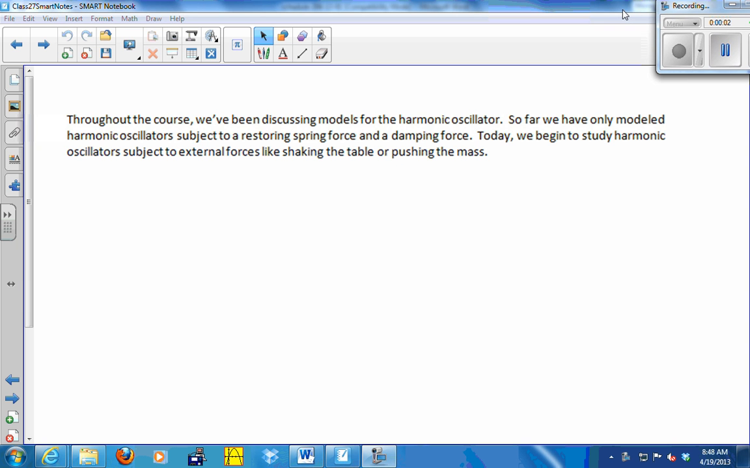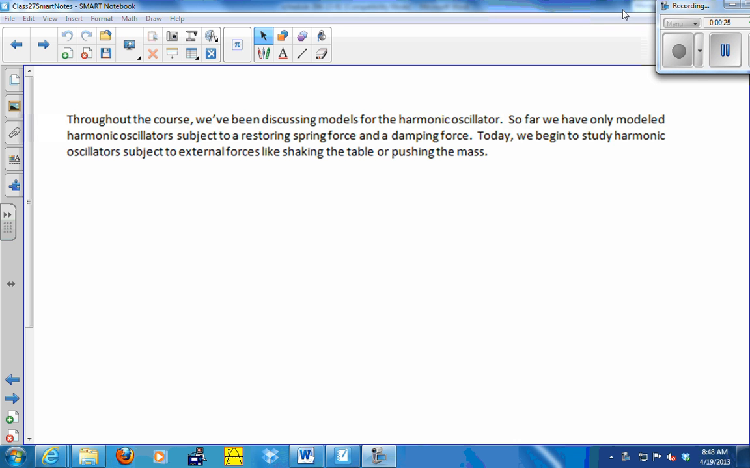So we've been discussing models of the harmonic oscillator, but so far we've only modeled harmonic oscillators that are subject to the restoring force of the spring and a damping force. So it's a very simple model. There are two forces acting on this mass, the spring and a damping force. Today we're going to study harmonic oscillators that are subject to external forces.